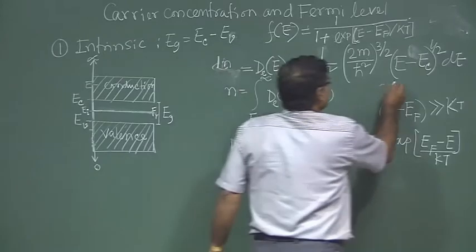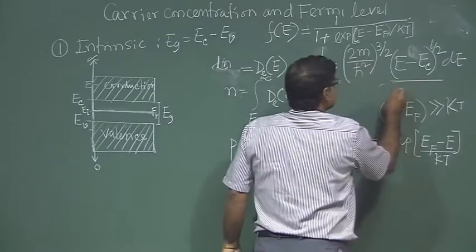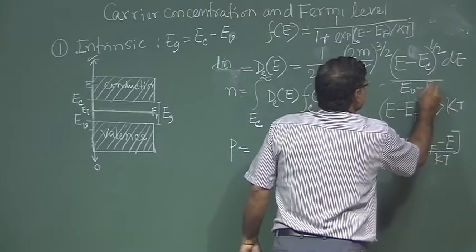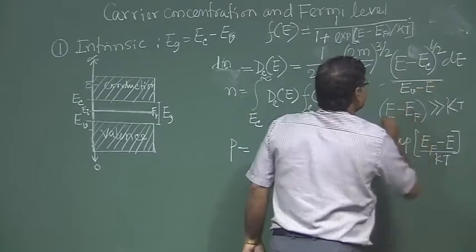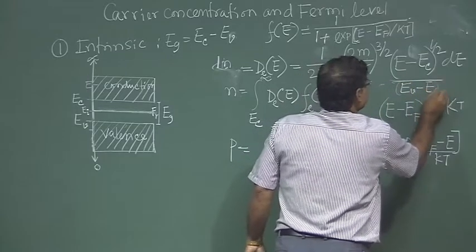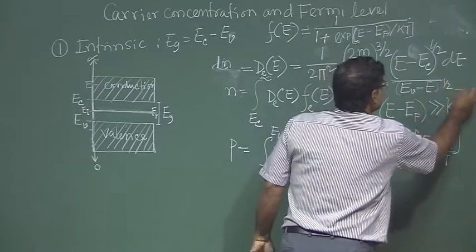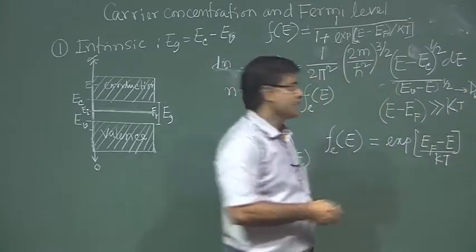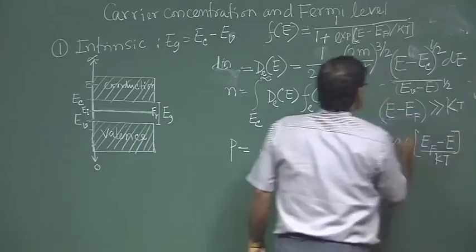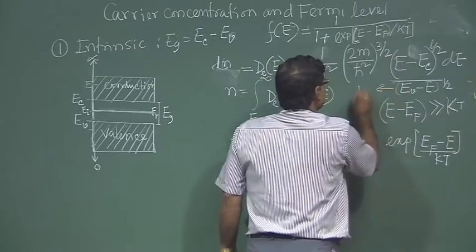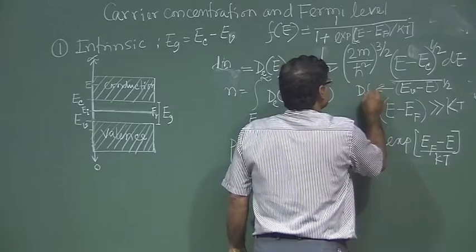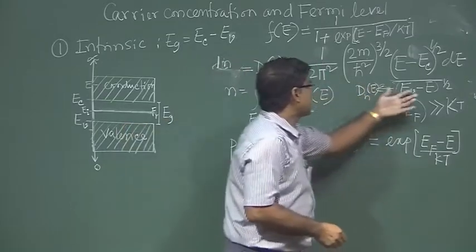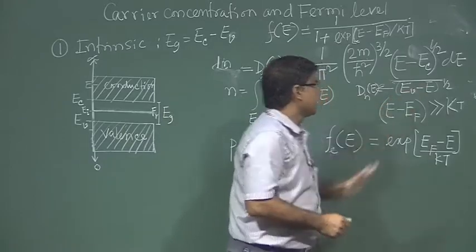So, in case of DH, so this will be EV minus E, okay, to the power half. So, this will be for DH. Density of states of hole in valence band. So, in that case we have to use EV, okay.